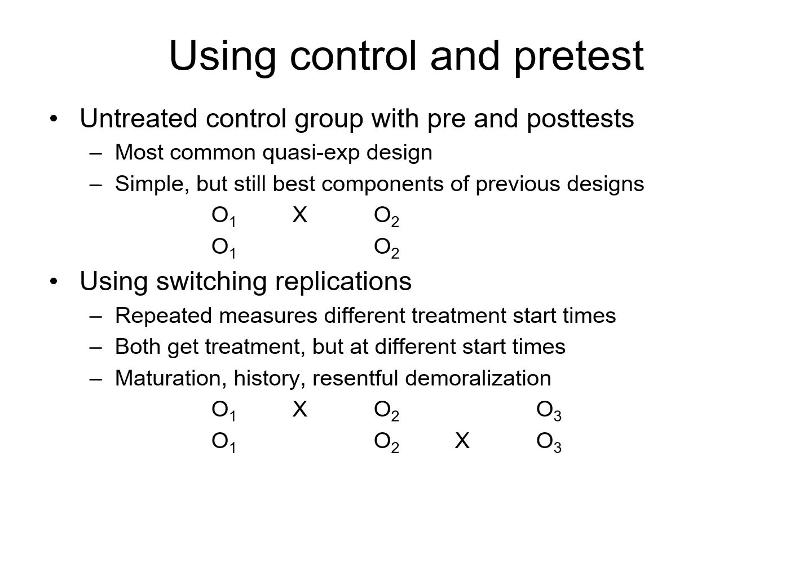We can also have an untreated control group of the pre-test and post-test. This is probably the most common quasi-experimental design. It's simple, but includes most of the best components. And again, in this case, we've added both that pre-test, the intervention, the post-test, but we also have a comparison group, non-equivalent, but we again have their pre-test and post-test. And we can account for the fact that they may be different, but we're asking, do we see the same level of impact in the group that doesn't get the treatment?